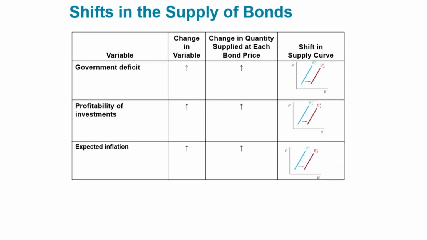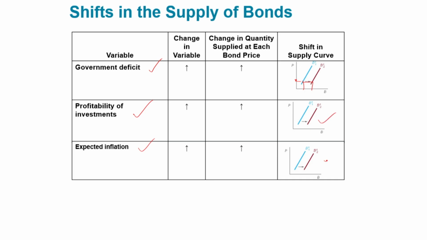So I am providing you a summary of the shifts in the supply of bonds, what is going to happen. I am showing that when there is an increase in budget deficit, profitability of investment and expected inflation, then at the given market rate of interest, instead of borrowing this much, they are going to borrow more. They are going to supply more bonds in the market.